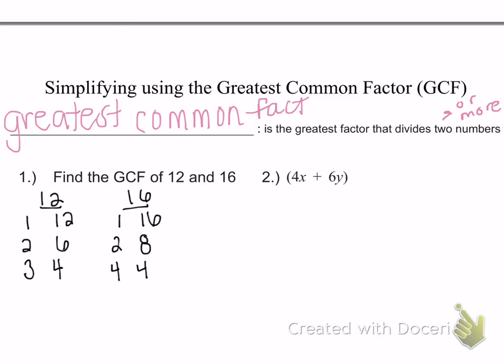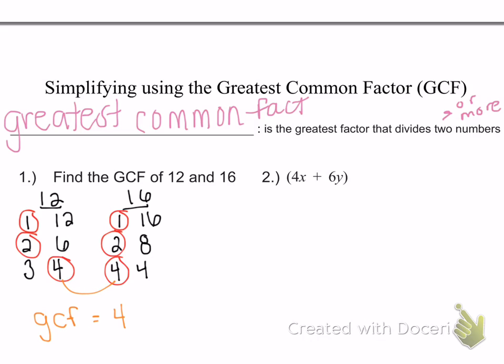Looking at all these factors, we have to see which ones match, which ones are the same. In 12 and 16, they both have a 1, they both have a 2, and they both have a 4. To find the GCF, you're looking for the largest common factor. So the largest common factor is our 4, so our GCF in this problem is 4. Okay, so those are probably the problems you have seen before.